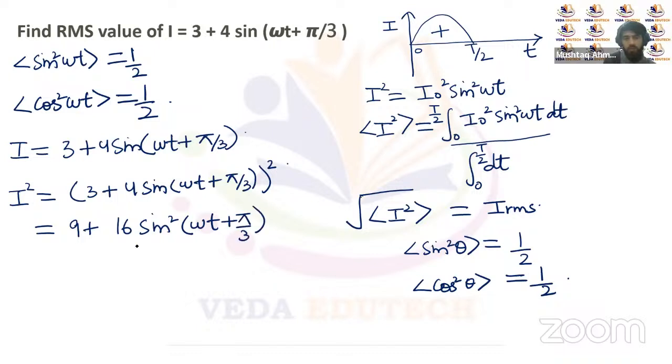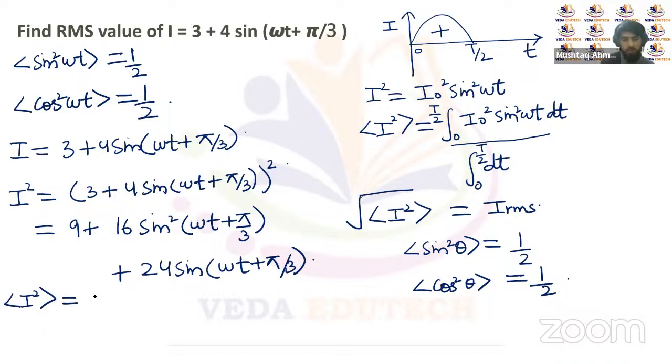And then there will be a factor of 2ab. So it will be 2 into 3, that will be 6, 6 into 4 will be 24, 24 sin(ωt + π/3). Now we have calculated the square value of this current. We have to now calculate the mean of this current, then we'll take the root. So the mean of this value will be the mean of this.